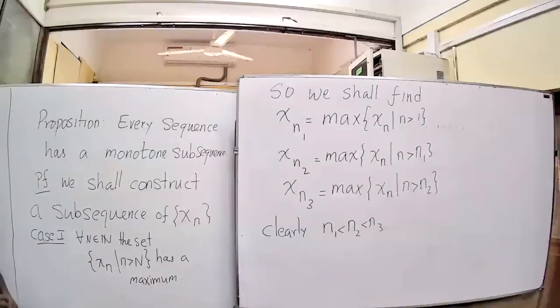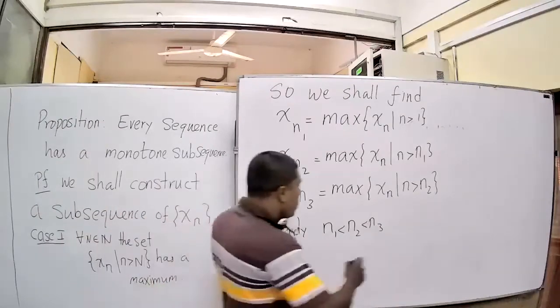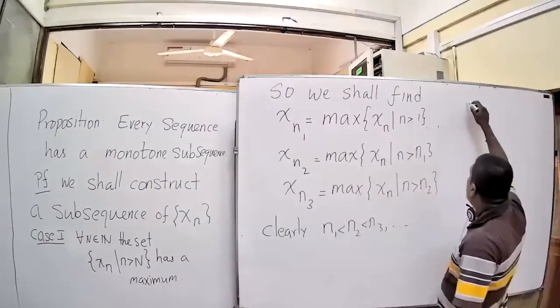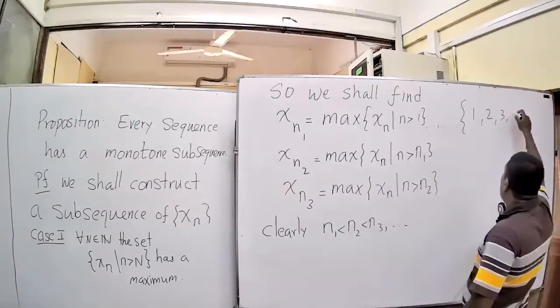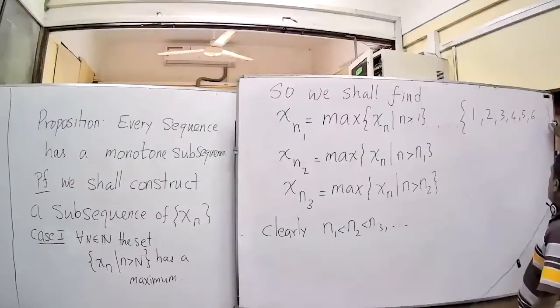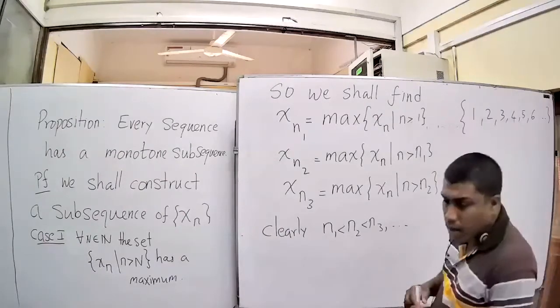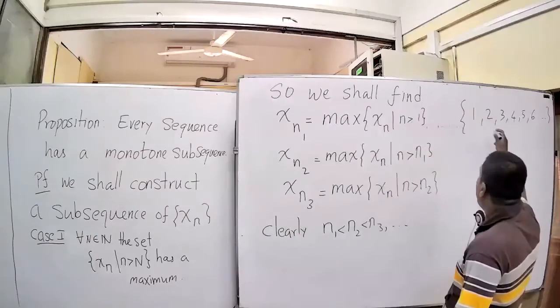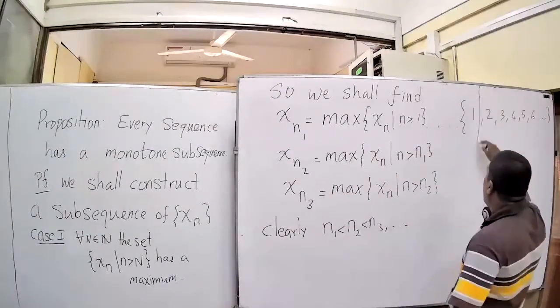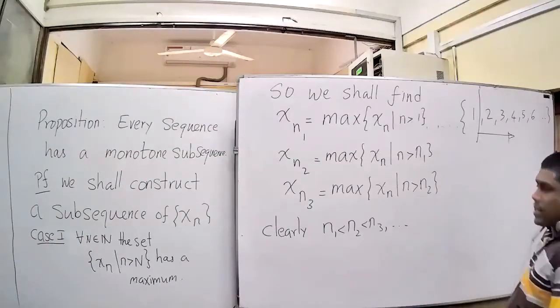Okay, so here is the point. If we assume that after a certain number, if you take all the elements of the sequence beyond that point, and say it has a maximum, then we are going to pick the values of the sequence in a certain order. So if you have a set like this, then after n greater than 1, you take the maximum.